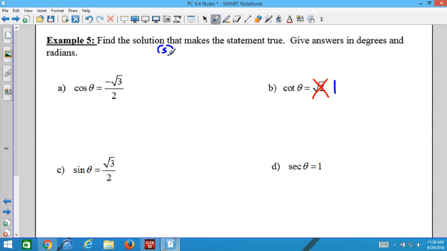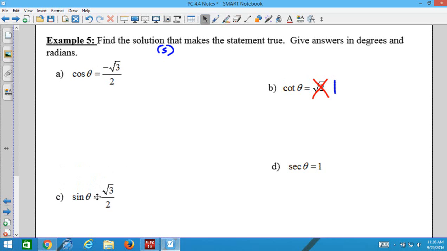So is this thinking back to 30, 60, 90? Remember that chart we filled out last class that had all of the 30, 60, 90 and the 0 degrees and 90 degrees, 45, 45, 90, and all that stuff you're supposed to be starting to memorize. If you don't have that memorized yet, you might want to have it handy, because we need to figure out when cosine has a square root of 3 over 2 and when cosine is negative. We need to figure out both of those.